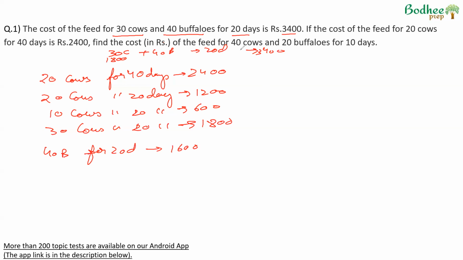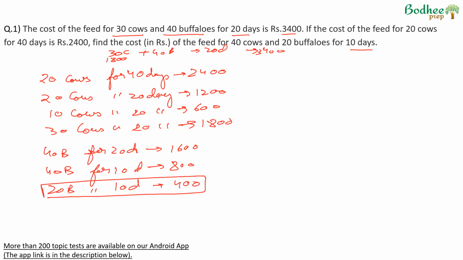Next, find the cost to feed 40 cows and 20 buffaloes for 10 days. 40 buffaloes for 20 days is 1,600. So 40 buffaloes for 10 days will be half of this, that is 800. And therefore 20 buffaloes for 10 days will be half of 800, that is 400. We have 20 buffaloes for 10 days.